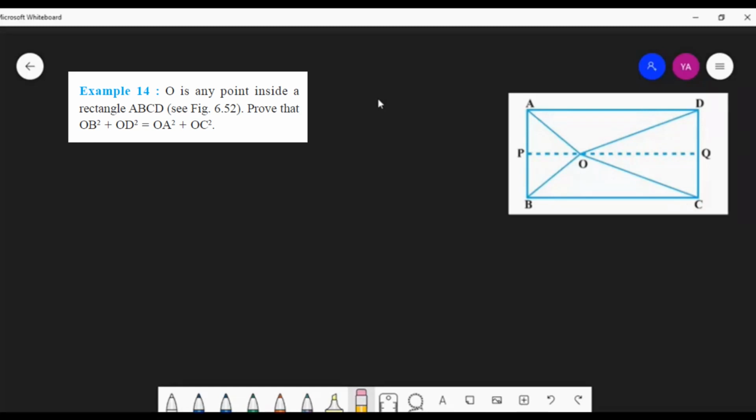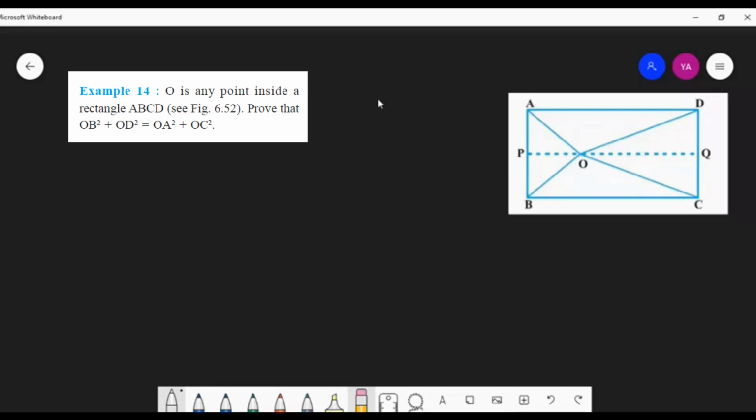So how can we prove this? PQ we have constructed, not in the picture. So we have drawn PQ to apply the Pythagoras theorem. How many right triangles can you see here? Four, right? In all those four right triangles, you want to apply Pythagoras theorem.